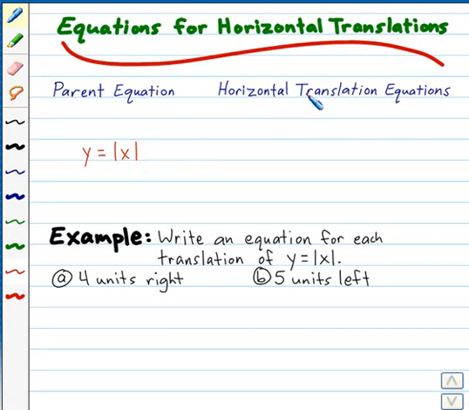Now, one horizontal translation equation is y equals the absolute value of x minus h. This equation translates the parent equation right h units. The other horizontal translation equation that you'll come across is y equals the absolute value of x plus h. And this equation translates the parent equation left h units.